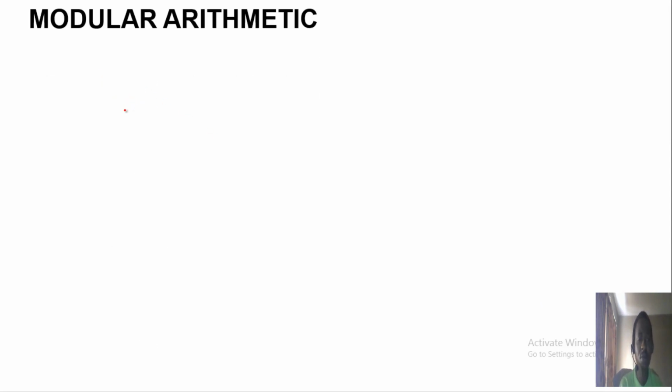This morning we're going to be talking about what we call modular arithmetic. Then, what is the concept? We are going to be learning about the concept of modular arithmetic, and basically, we normally call it clock arithmetic.